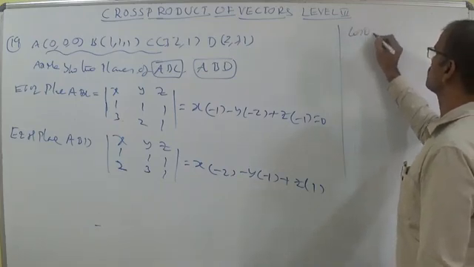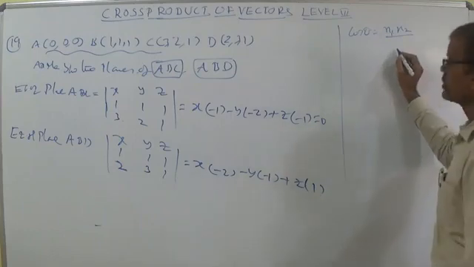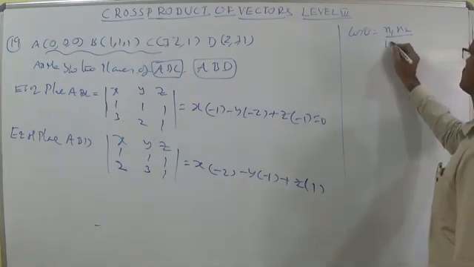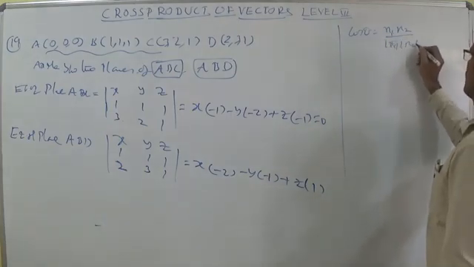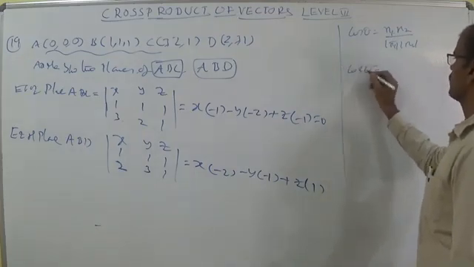Cos theta is equal to... the angle between two planes. Plenty of times I said that it is the angle between their normals, where n1 and n2 are normals. Cos theta is equal to n1 dot n2 by modulus of n1 times modulus of n2.